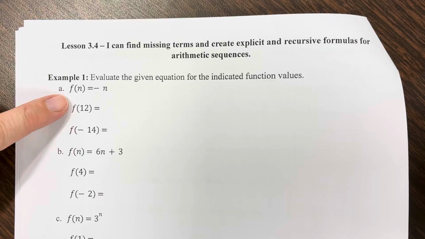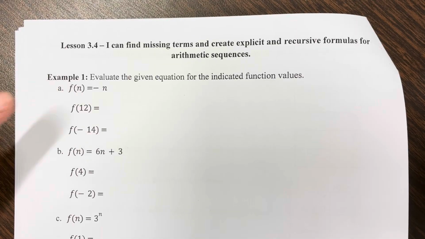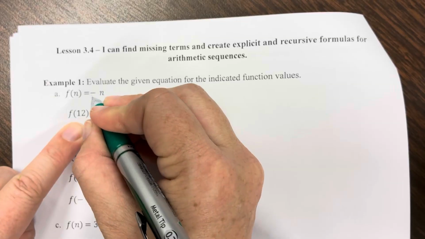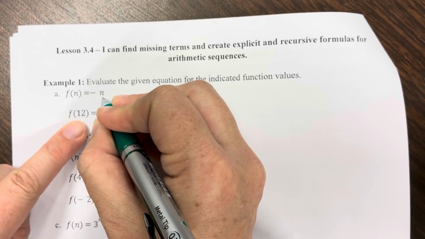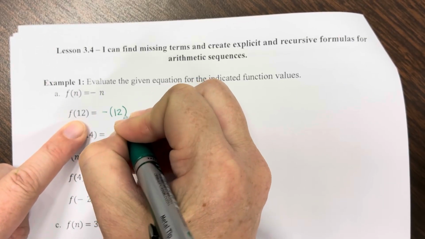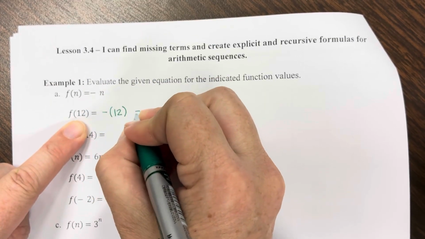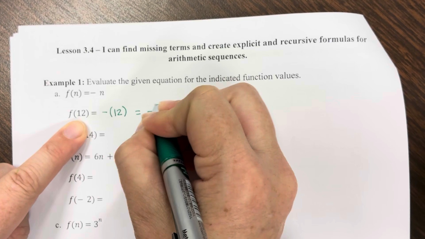I'm given f of n equals negative n. I'm going to plug in a 12, so I have a negative here. My n is going to be replaced with a 12, and there's nothing else. So when I calculate, it makes a negative 12.